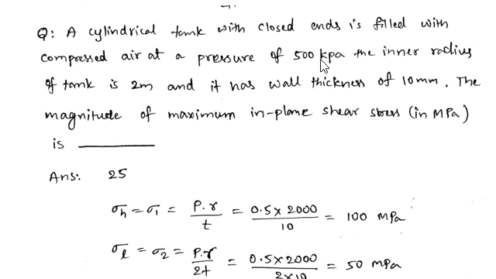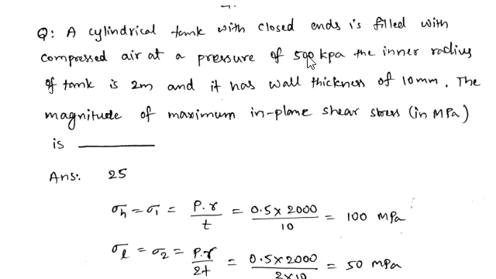We know 500 kilopascal means 500 into 10 to the power of 3 pascal, and for megapascal we divide by 10 to the power of 6, so when you divide 500 by 1000, to express it in megapascal, you will have to put 0.5.